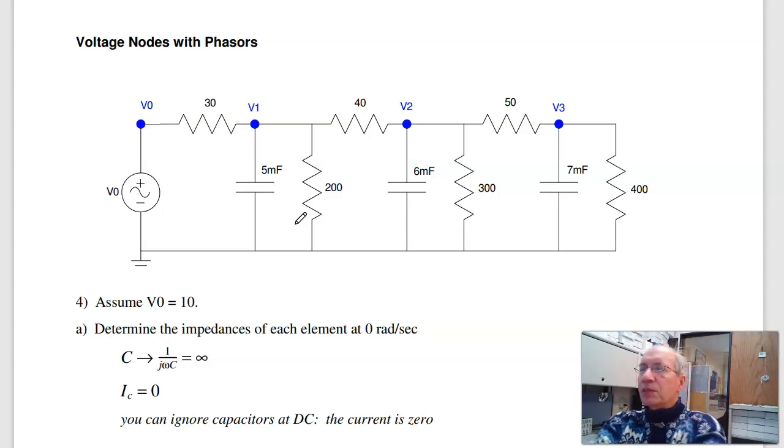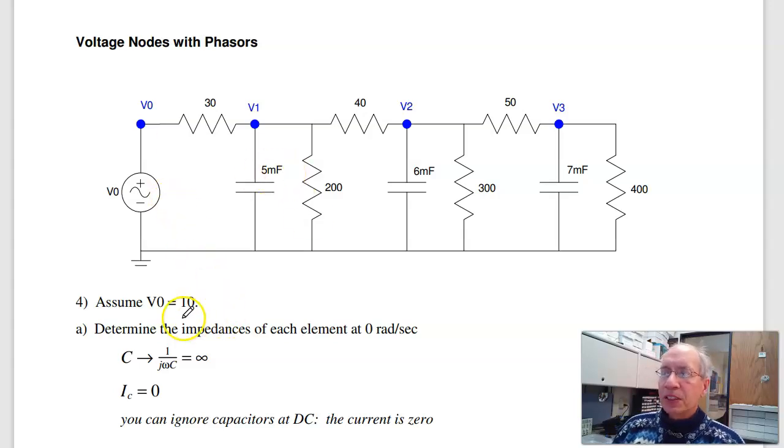Okay, so that's one use of circuits. Here's a voltage node with phasors. Suppose I have this problem. I want to find out the voltages at V1, V2, and V3 at two different frequencies.